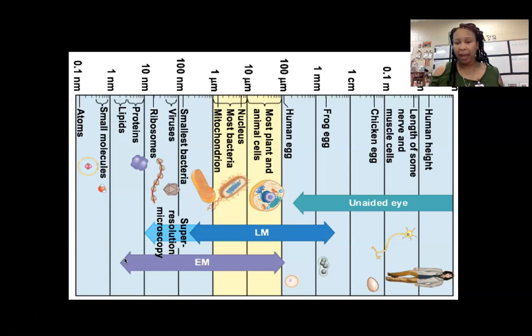The light microscopes that we have in lab, we may get down to 10 micrometers, so you may be able to see the nucleus, but you will not be able to see in detail bacteria and mitochondria and things like that. Now we can actually see some bacteria when we do a gram stain, which we should be doing later on this year.